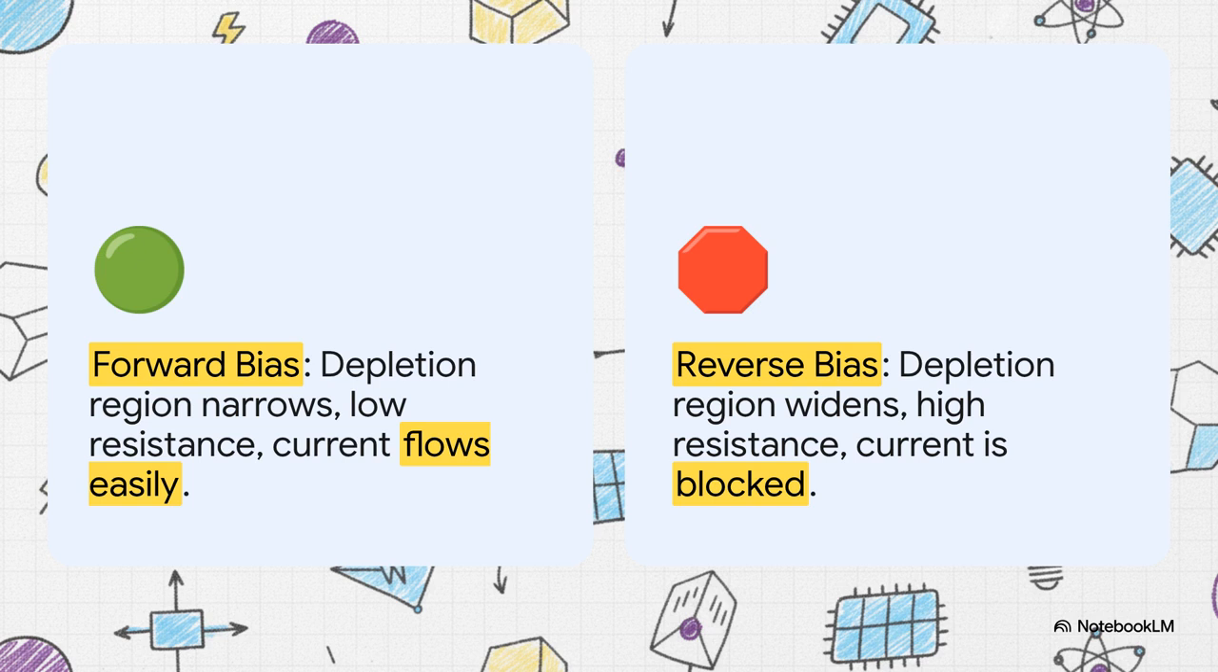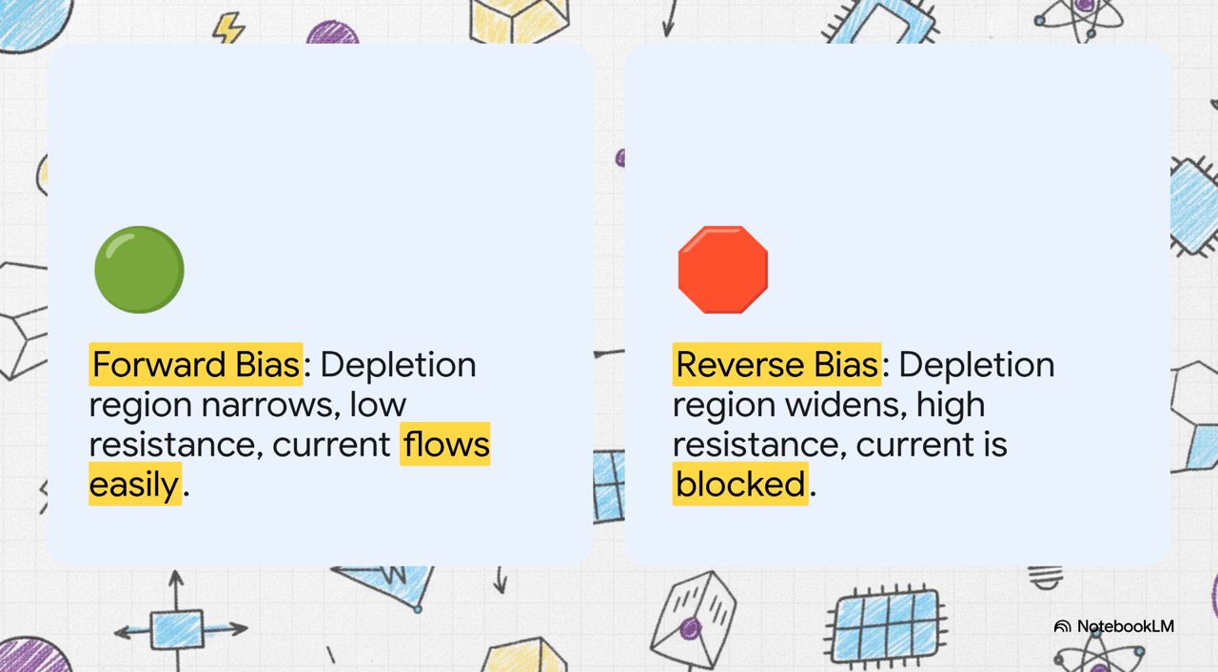Biasing is just the application of an external battery voltage to command our microscopic traffic system. And we have two main ways to hook up that battery, with wildly different results. In forward bias, we connect the positive terminal to the P side and the negative terminal to the N side. This setup pushes charges toward the junction. The depletion region narrows, the barrier drops, and current flows super easily with very low resistance. It's basically the green light.